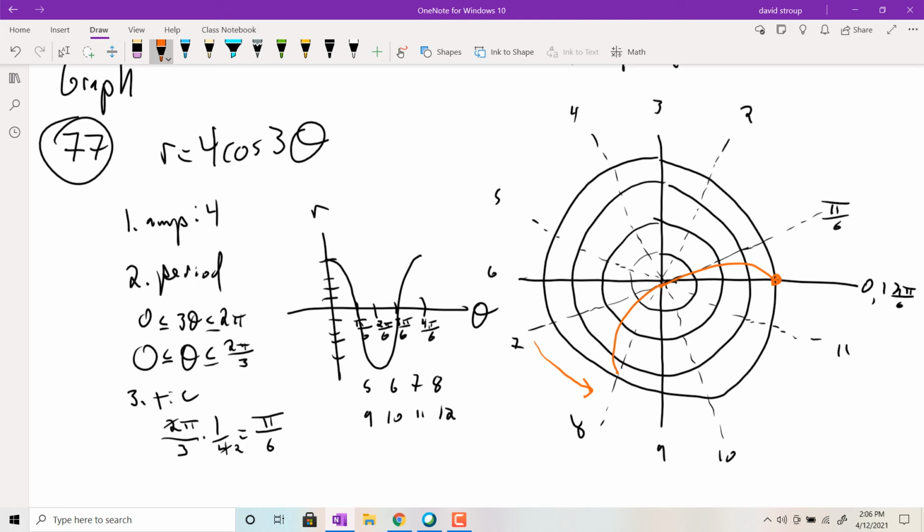And then from 2 pi over 6 to 3 pi over 6, it goes back to 0. So I'm still on the negative side of the arm, so it goes back to 0. And then from 3 pi over 6 to 4 pi over 6, it'll go back positive all the way up to 4. And then from 4 to 5, it's going back to 0.